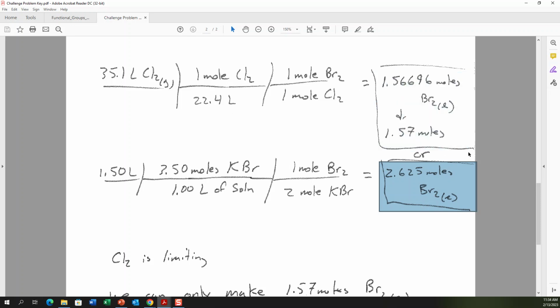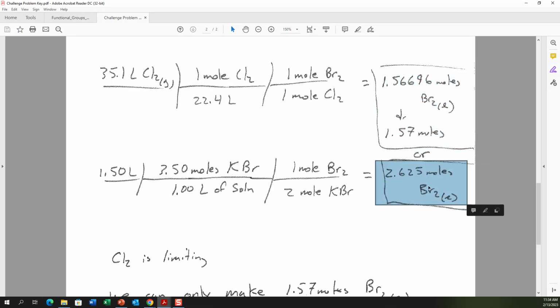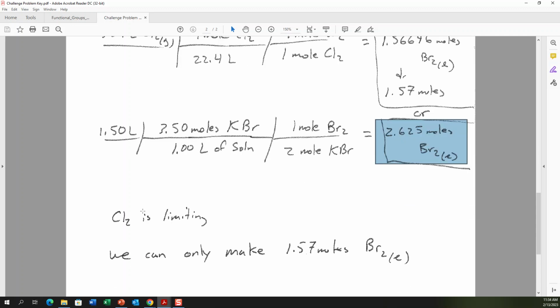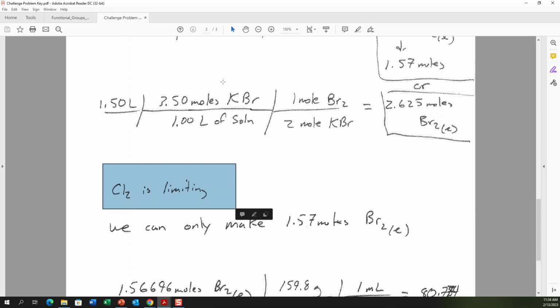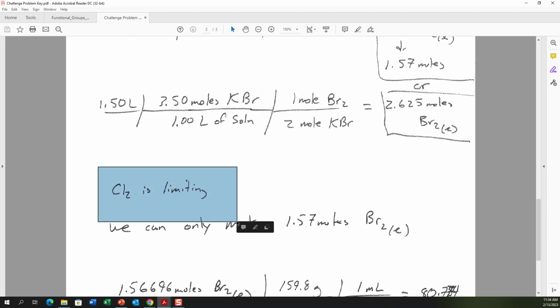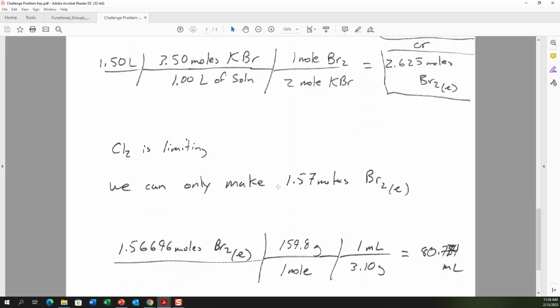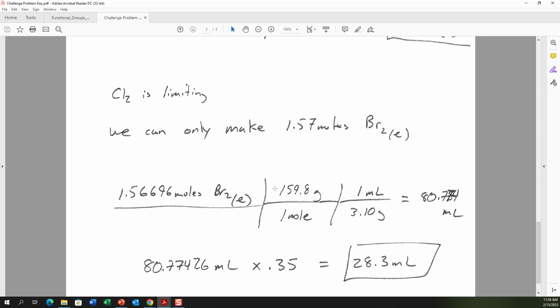So this is going to be our answer to how many moles of bromine we can expect if we had 100% yield. We can't get this much down here because we only have enough chlorine to get this much. So chlorine is our limiting reactant, and if we needed to know, potassium bromide is our excess reactant. So we're still going to have some bromide left over after the reaction goes to completion, but all the chlorine would be consumed. Now let's take the percent yield into account.